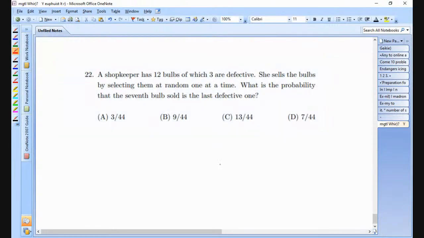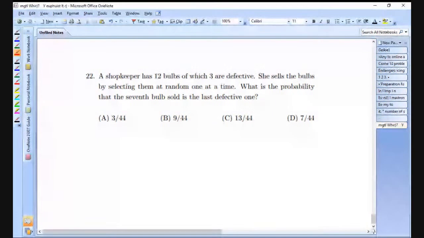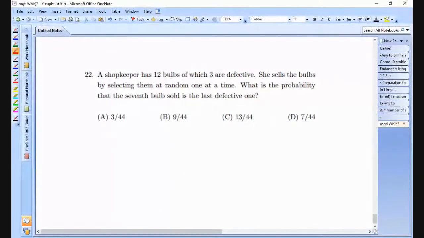A shopkeeper has 12 bulbs out of 27. Okay, I will do 27 after this. Is this paper 27, right, Sneha?